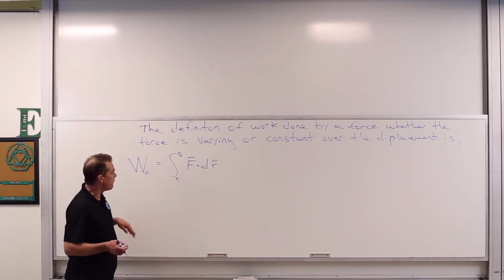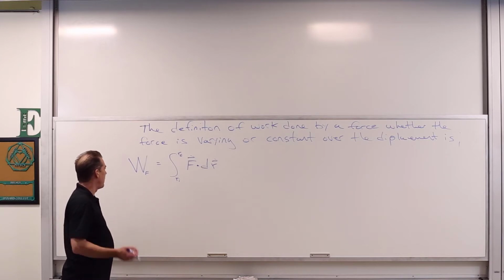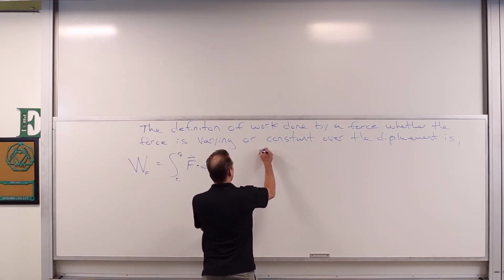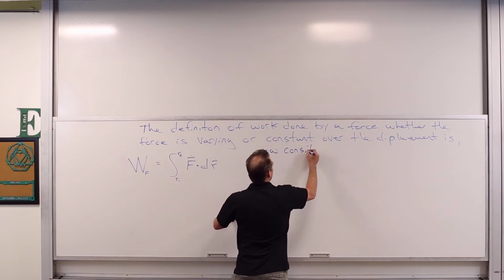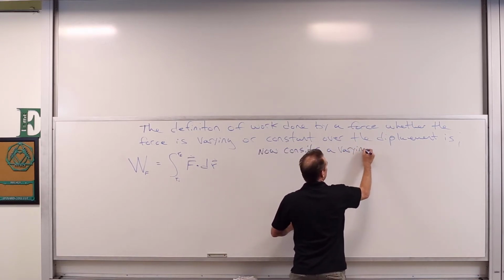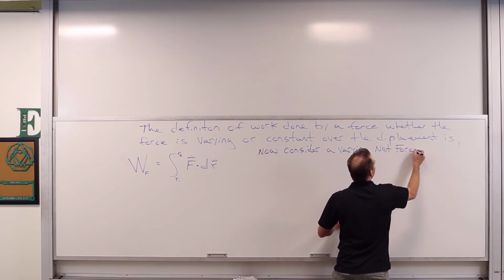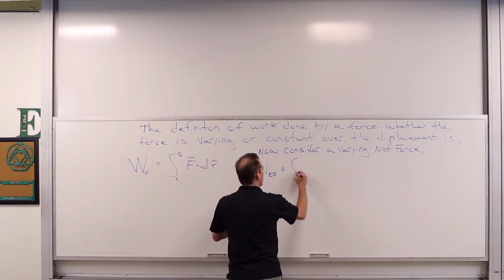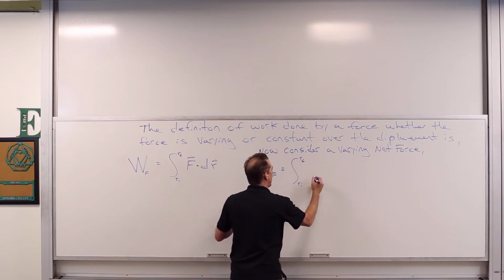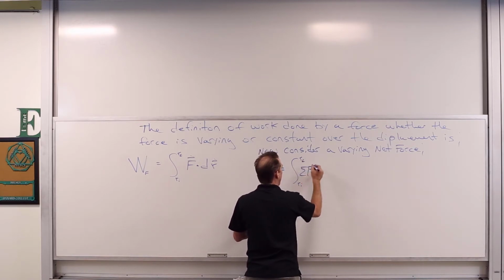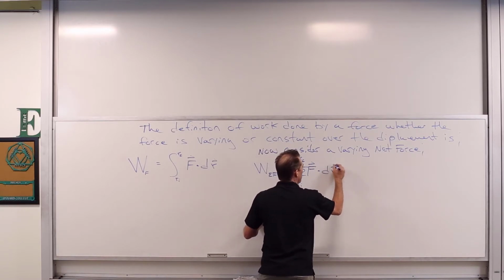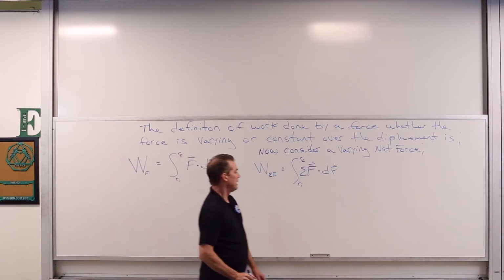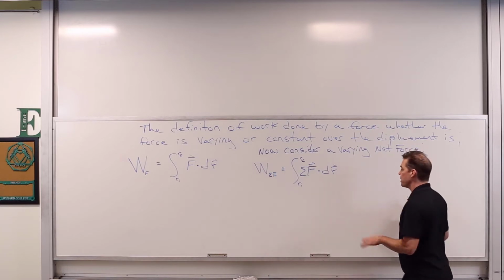But if the force is varying, we want to be able to still understand what the work done by the net force is. So consider a varying net force. The work done by that net force will be equal to the integral from some r initial to some r final of sigma F dot dr. So again, what we're going to assume here, just to make things a little bit cleaner for us, is that the force is in the direction of the displacement.